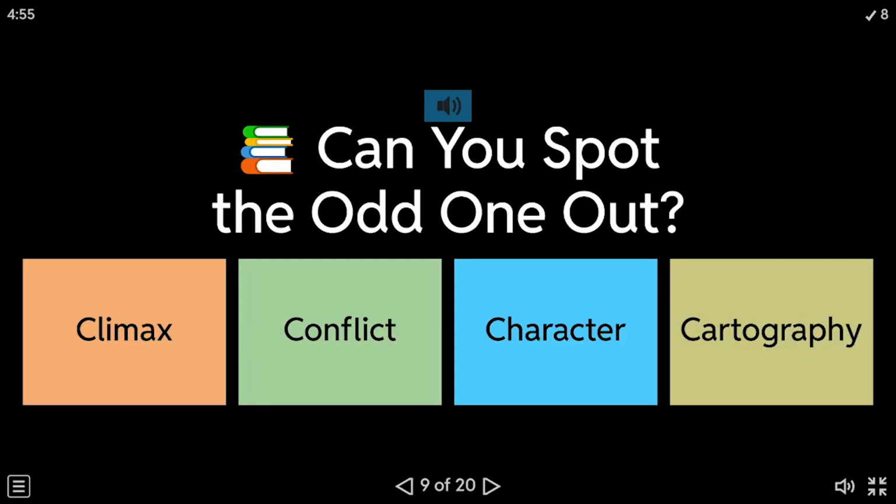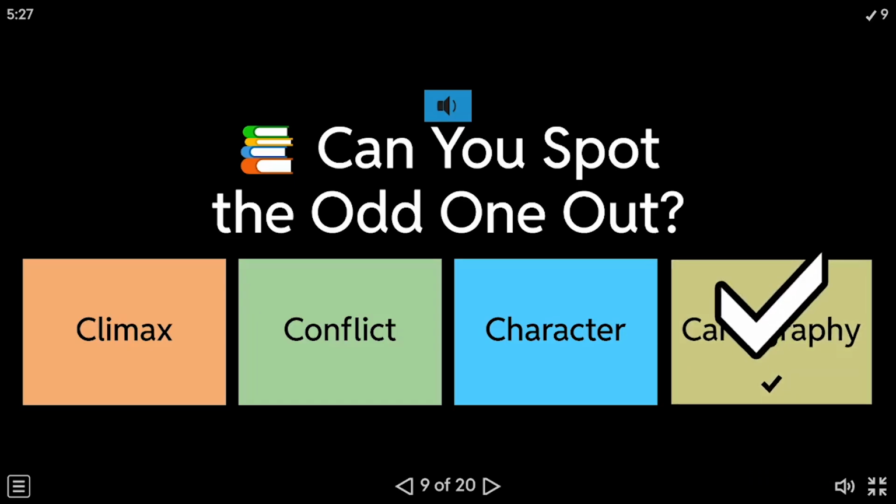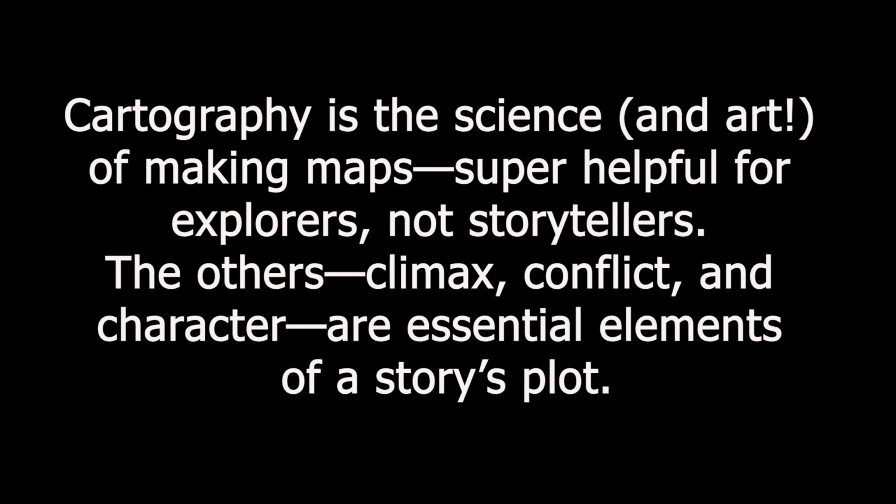Can you spot the odd one out? Climax, conflict, character, cartography. The correct answer is cartography. Cartography is the science and art of making maps, super helpful for explorers, not storytellers. The others, climax, conflict, and character, are essential elements of a story's plot.